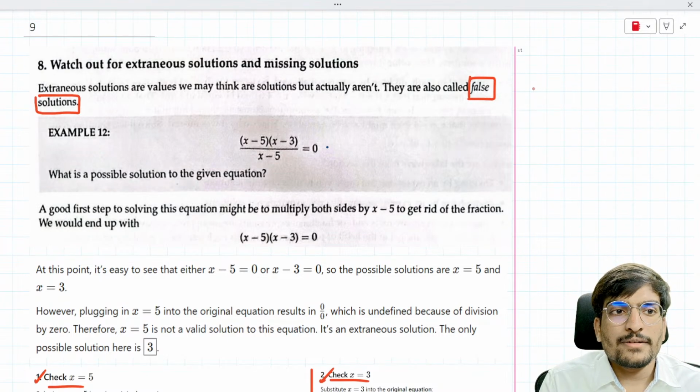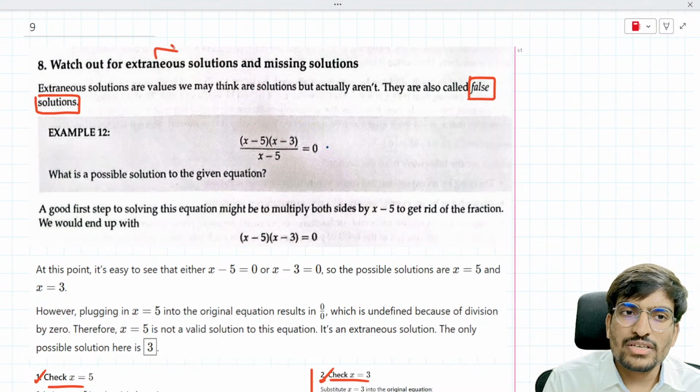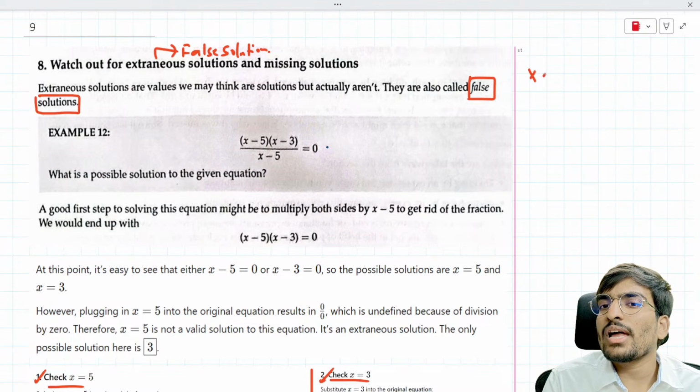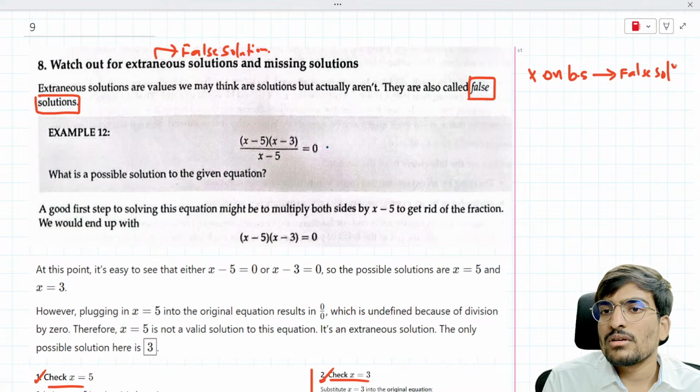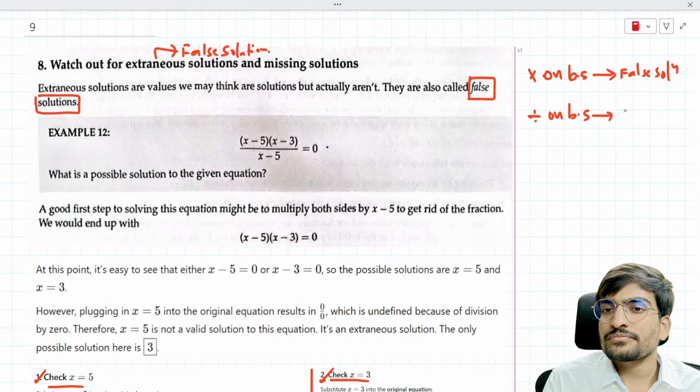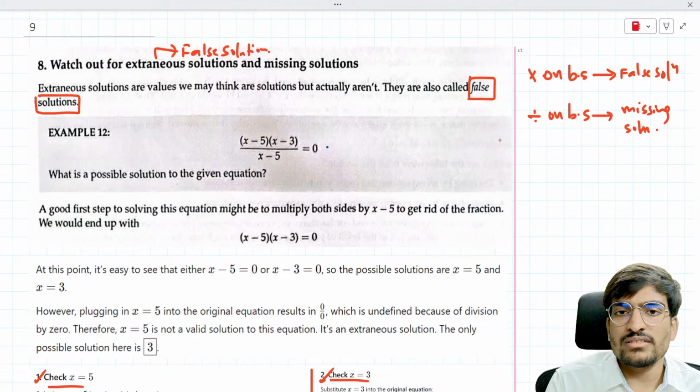Now, what do you mean by extraneous solution? The meaning of extraneous solution is false solution. I already mentioned it. When do you get a false solution? When you multiply on both sides, you get a false solution. When you divide on both sides, you miss a solution. Missing solution. I'll tell you why this happens.